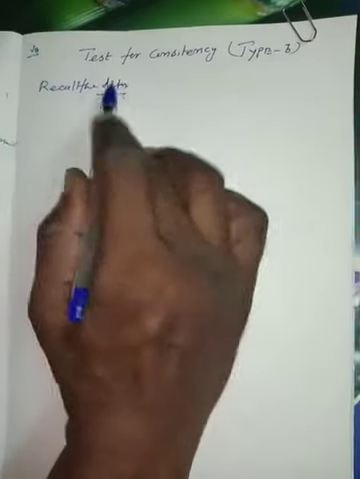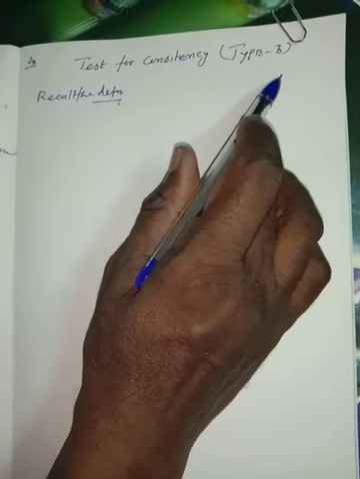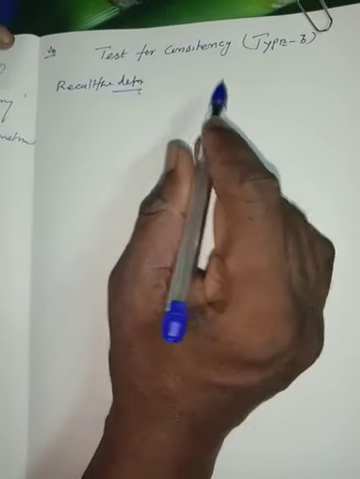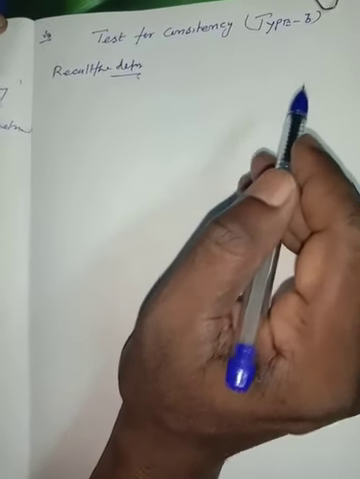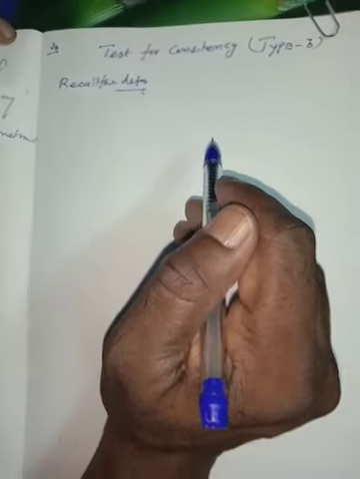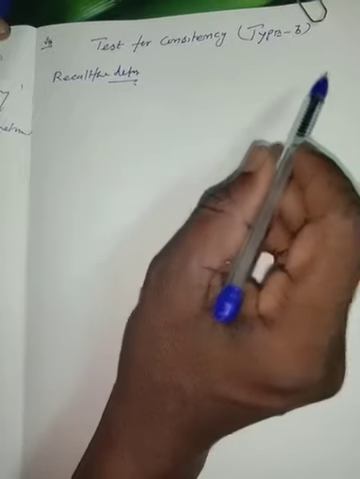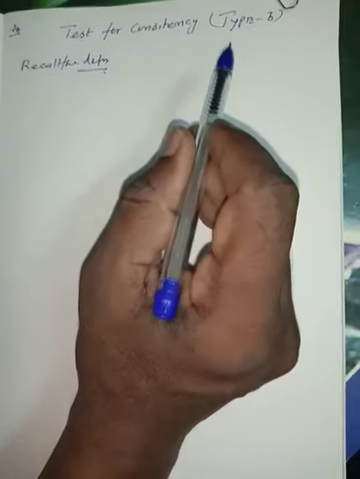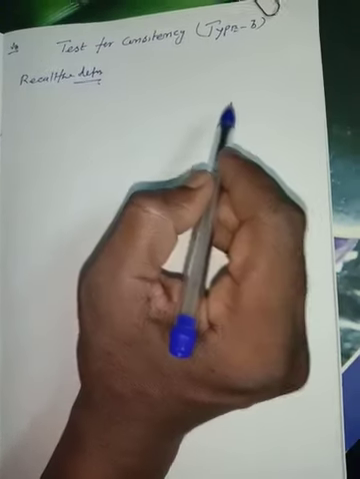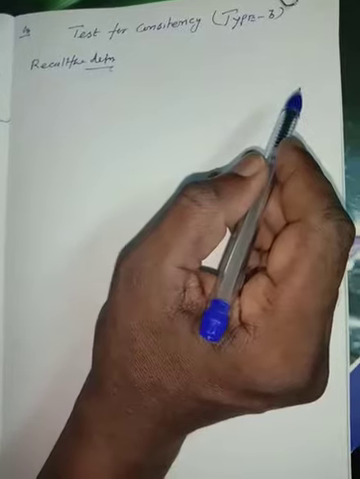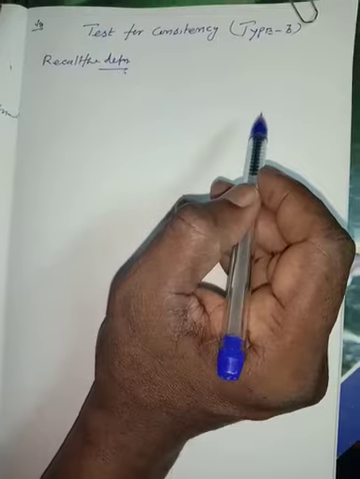The topic is test for consistency, type number 3. Already known, type number 1: rank of AB is equal to rank of A is equal to 3, then the system is consistent with a unique solution. Type number 2: rank of AB is not equal to rank of A, that is rank of AB is equal to 3, rank of A is equal to 2, 2 is not equal to 3, therefore the system is inconsistent and has no solution.